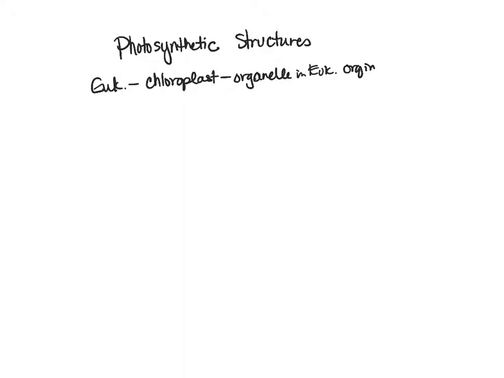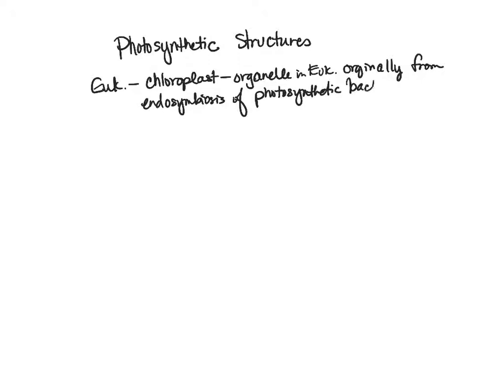So the chloroplast itself would be the organism that it was previously, this photosynthetic bacterium that is now considered an organelle inside of the eukaryotic cell. So an organelle in eukaryotes, originally from endosymbiosis of a photosynthetic bacterium. The chloroplast, we'll take a look at the structure in just a moment.